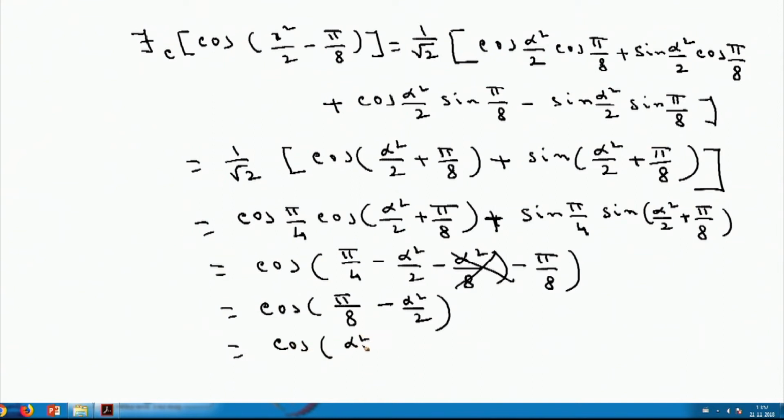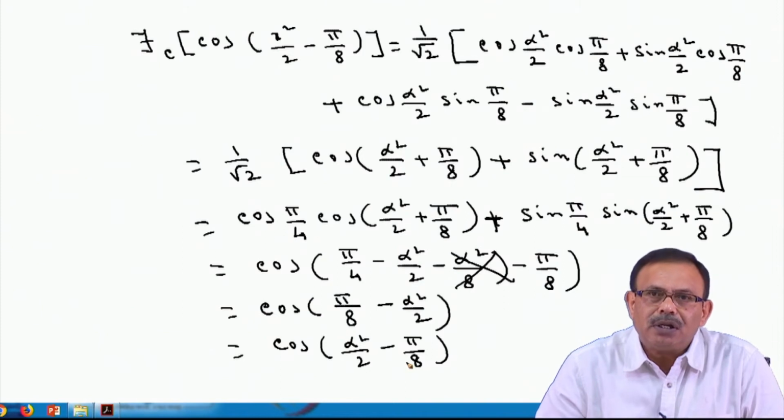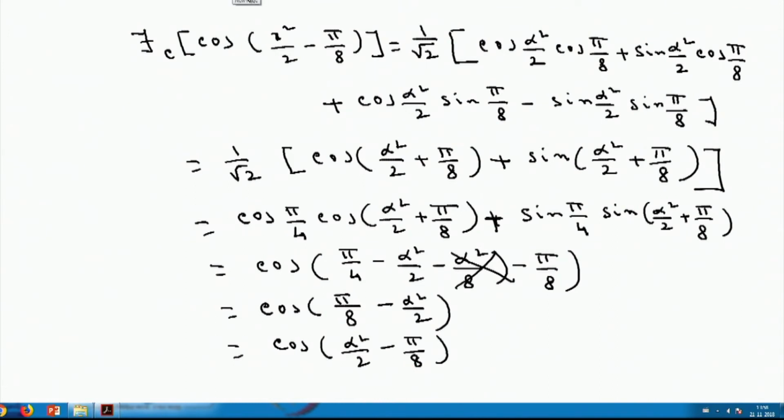So, I can write this thing as cos of alpha square by 2 minus pi by 8. Therefore, Fourier cosine transform of cos of x square by 2 minus pi by 8 equals cos of alpha square by 2 minus pi by 8, or in other words the function is self reciprocal with respect to Fourier cosine transform, because Fourier cosine transform of the function is the function itself. So, it is self reciprocal.